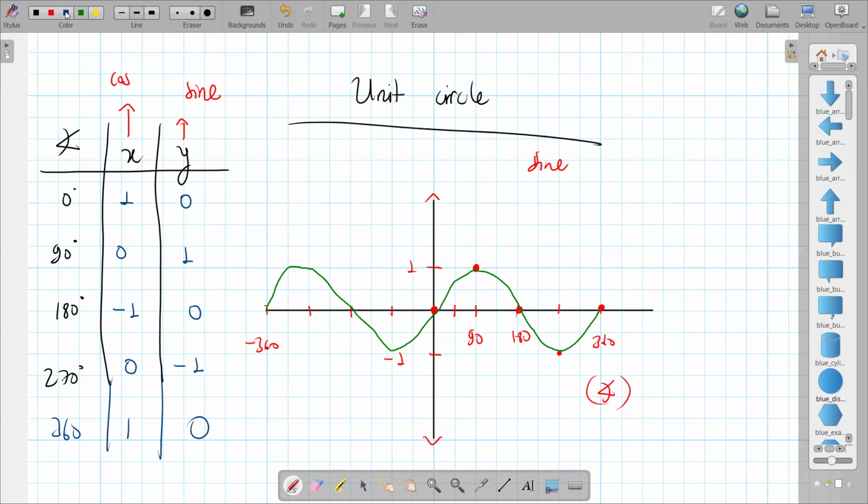Let's do the same thing for cosine. So the green is for sine. Now let's do cosine. At 0, it's 1. At 90, it's 0. At 180, it's -1. At 270, it's 0. At 360, it's 1.